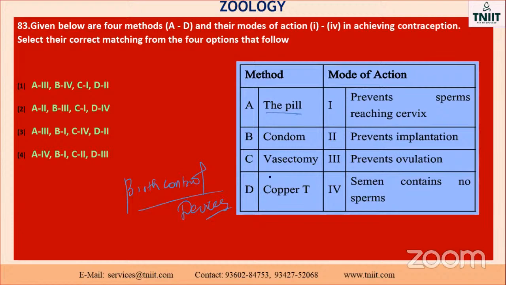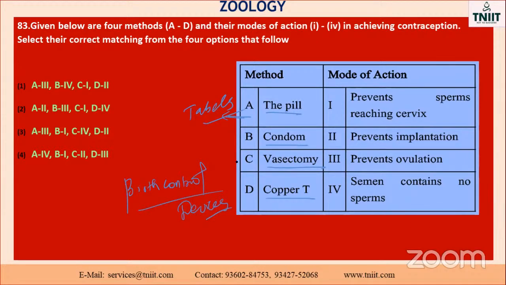The pill, what will it do? What about vasectomy and copper T? You know a little bit of vasectomy. This is the concept. Vasectomy means what? Copper T, what will be the usage? These are all already covered. The pills are nothing but tablets. There are so many tablets, each with a specific function, and you have to take them at a particular time. Then only it will be better for you.